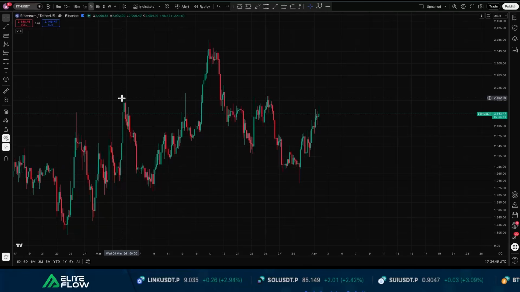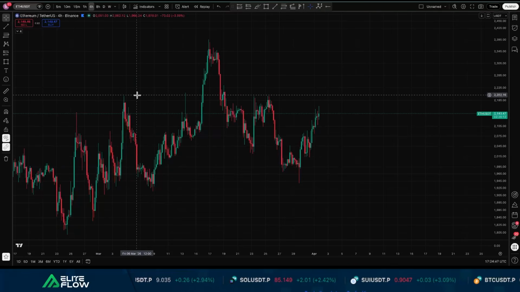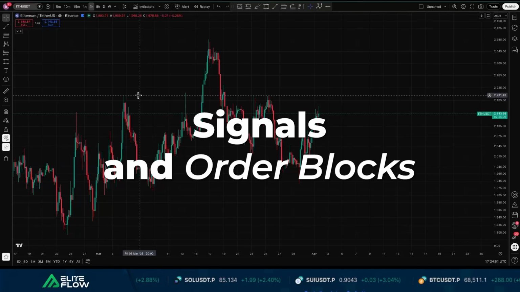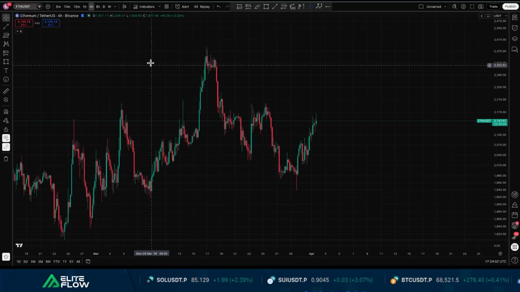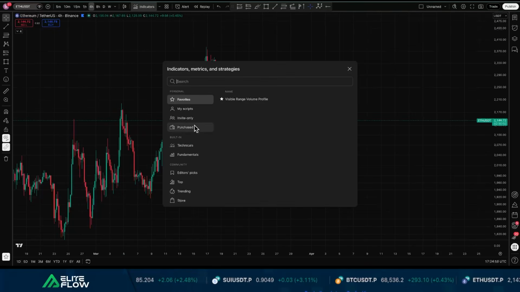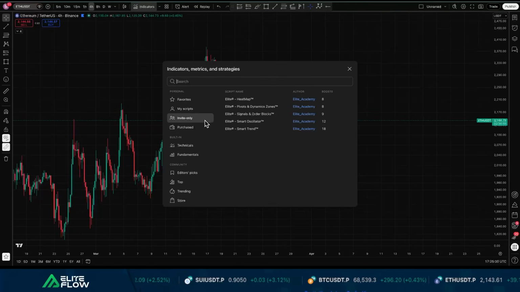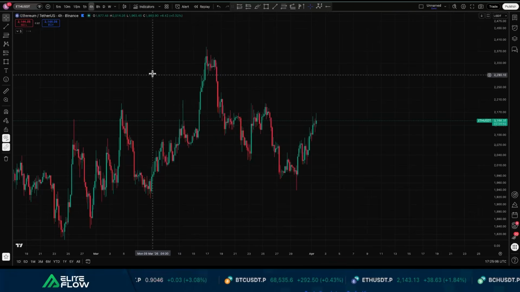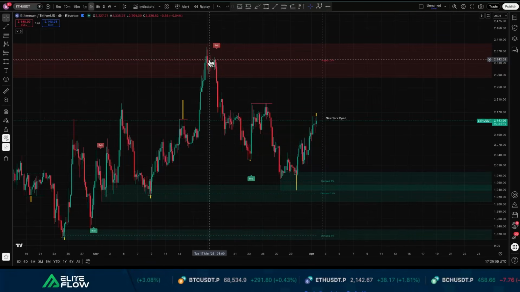In this video, I'm going to show you how to use our indicator, which is the order blocks and signals. First off, you need to head over to your indicators. You need to go to invite only, and then go to signals and order blocks. Once you click it, it's going to appear. This is exactly how you're going to get it by default.